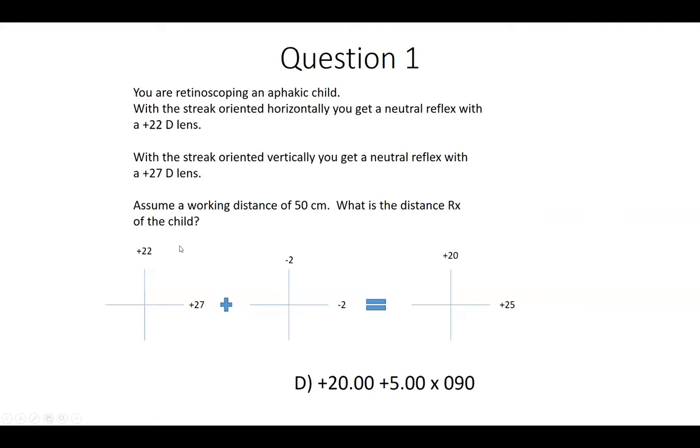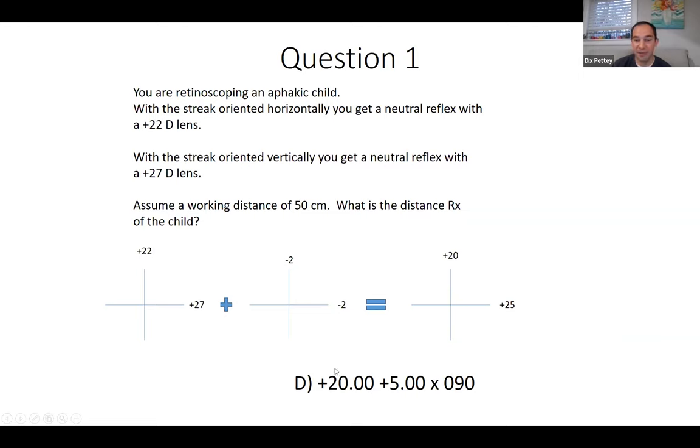So this is exactly what Jennifer is saying. When you are doing retinoscopy, working distance matters a lot. It should tell you a working distance, and you have to account for that vergence in your problem. So like you said, one over 0.5 is a minus two. If you put your retinoscopy powers on a power cross and take that vergence into account, you will end up with a plus 20 and plus 25. Very good job.